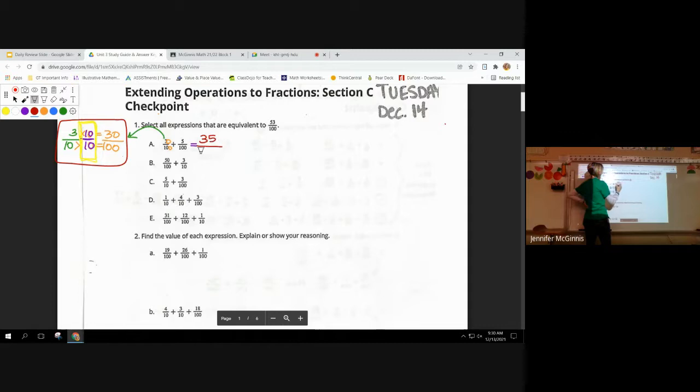And the denominator stays the same because? Whatever you do to the bottom, you must do to the top. Well, yes, but that doesn't have anything to do with why the denominator stays the same. Because your denominator is your total amount of equal parts. That's what you're working with. You're working with hundredths. You got to get this tenth to be a hundredth. Very good.